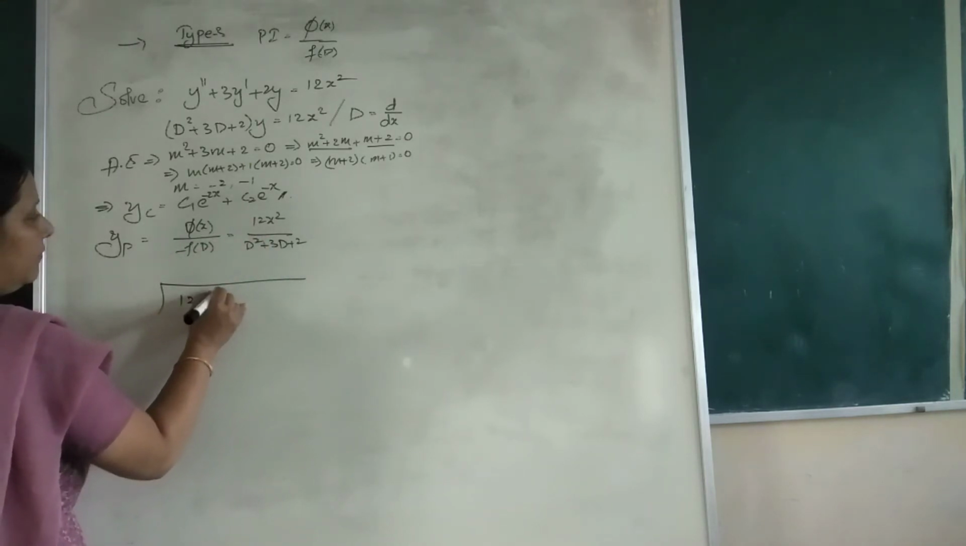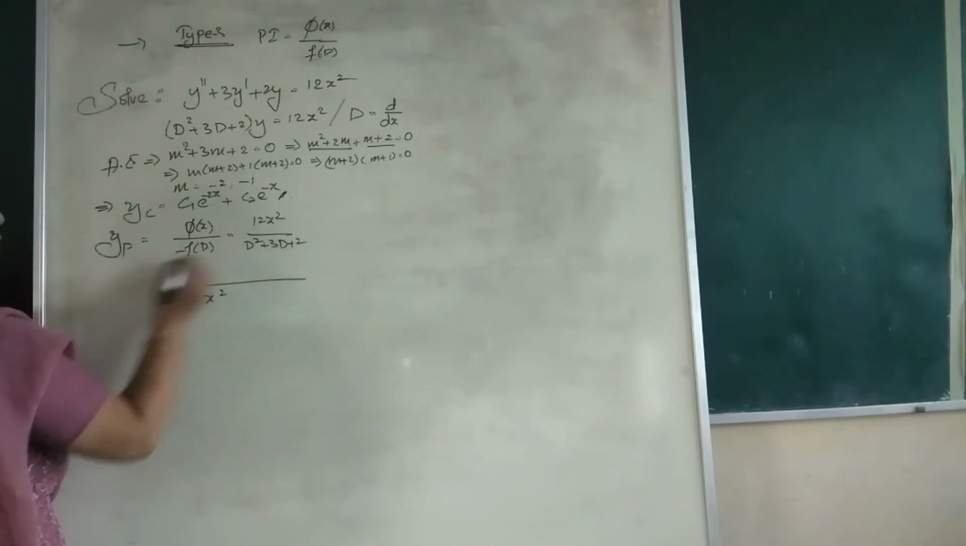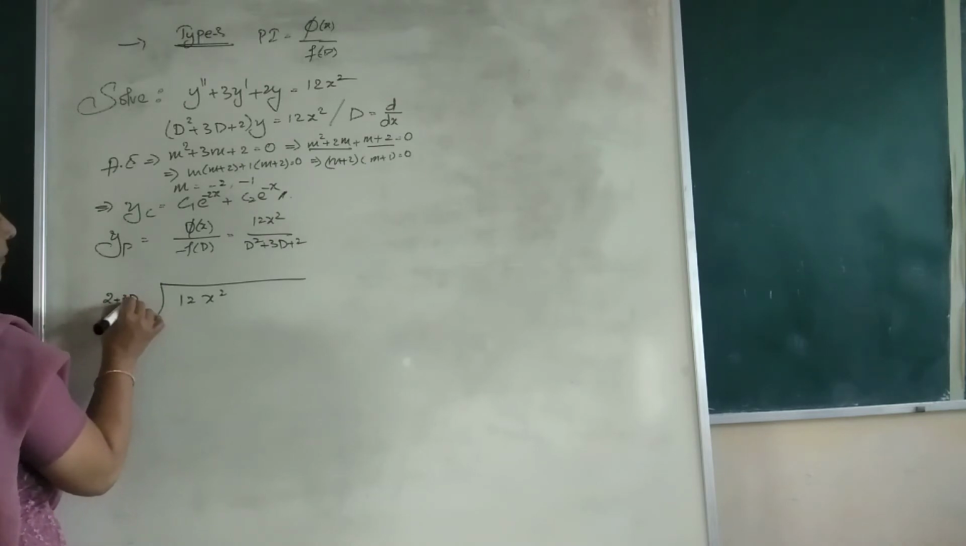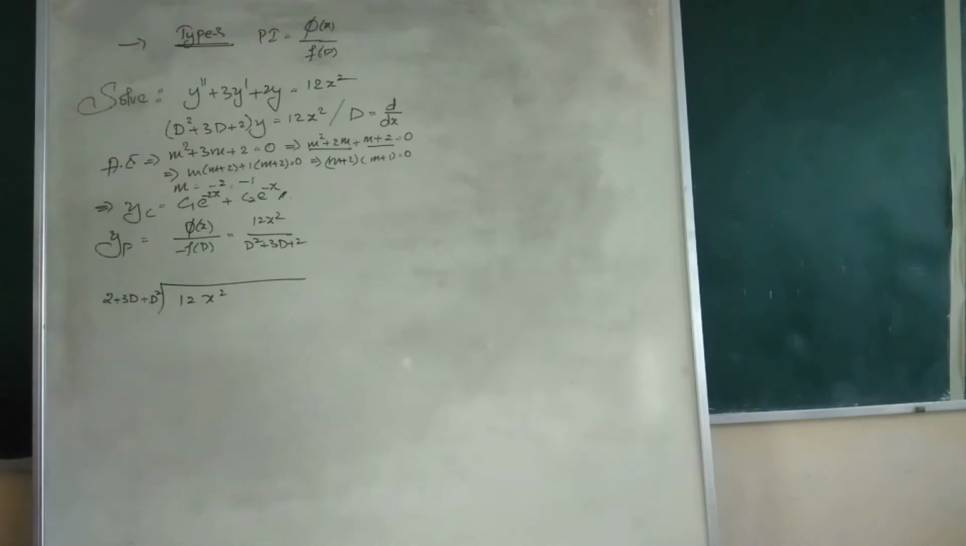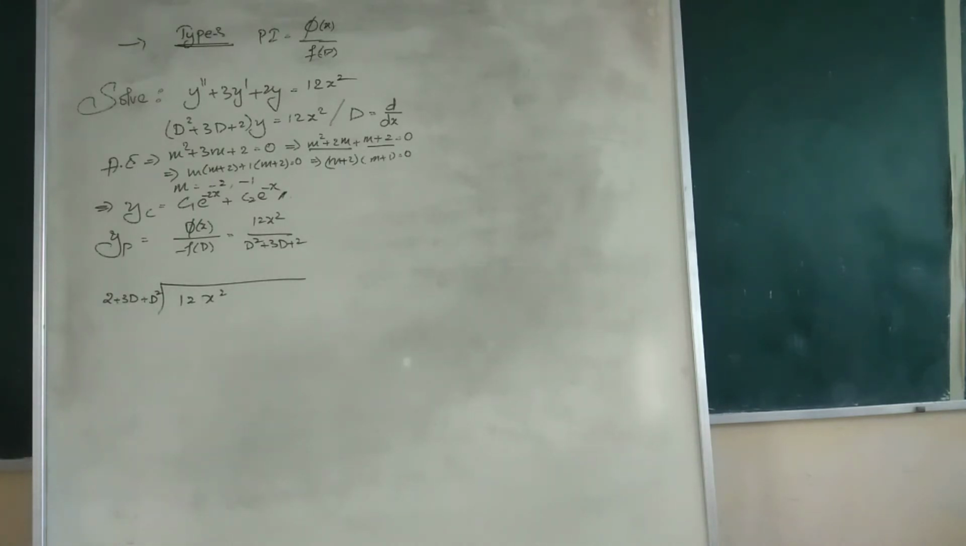We have 12x square here, and this goes to the divisor part. So 2, that is the constant, comes first, next the D term, next comes the square of D. This is how you have to arrange it. This is a very important step. You have to make a note of this. If you do it the other way around, you will certainly never get the proper answer.